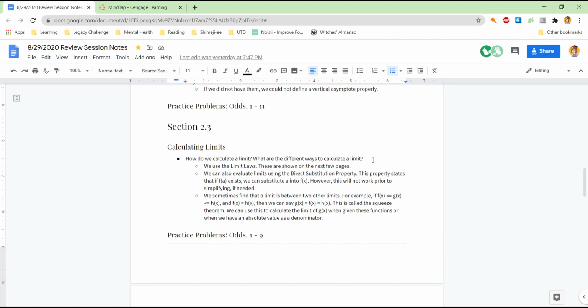With the direct substitution property, it essentially states that if we are defined at A, then we can substitute A into f of x. However, we need to make sure that we simplify as much as we can before plugging this in, because for some problems, it will end up with a 0 over 0, for example, if you just immediately plug it in.